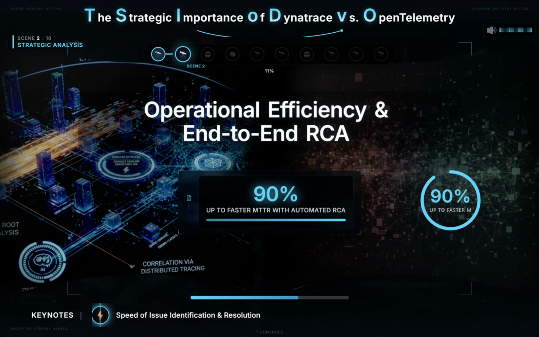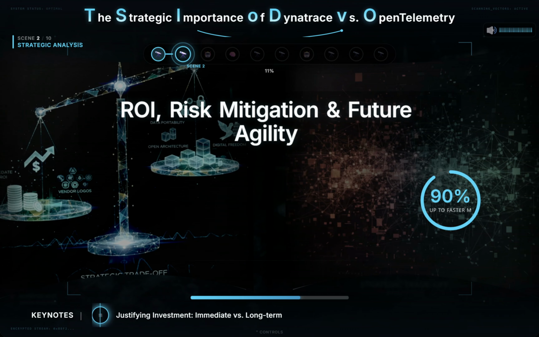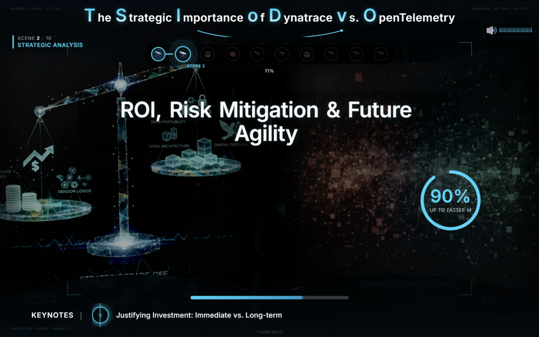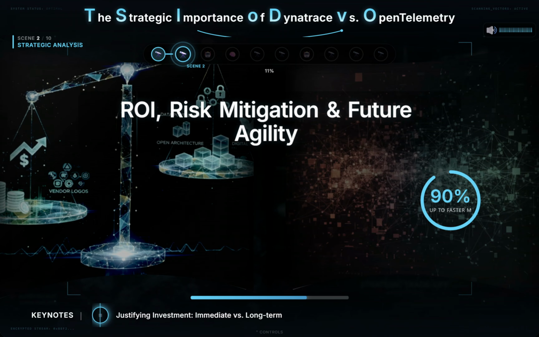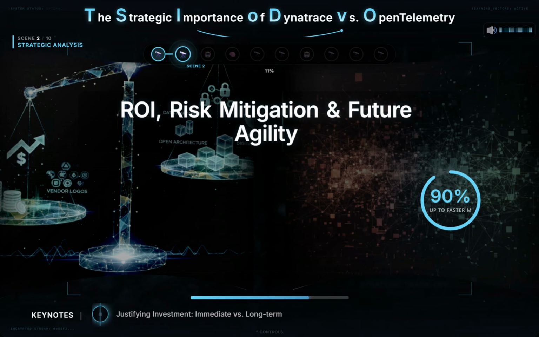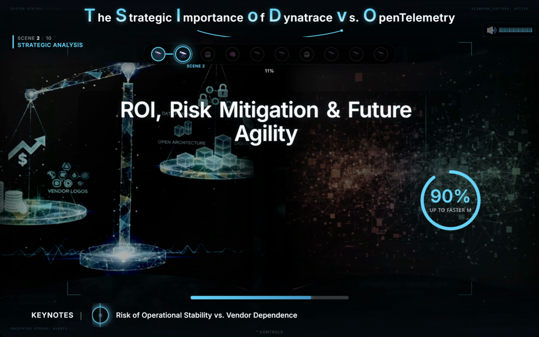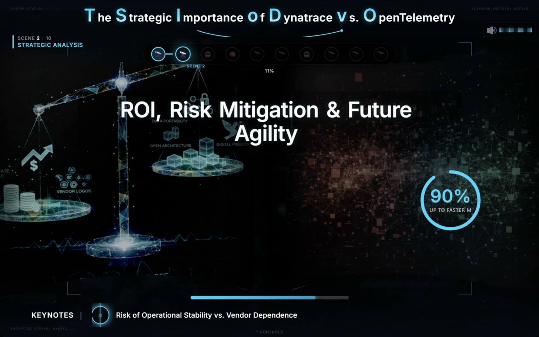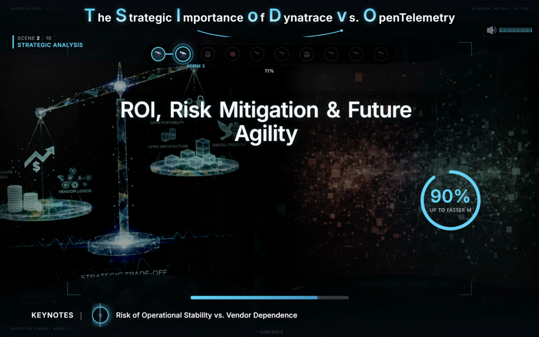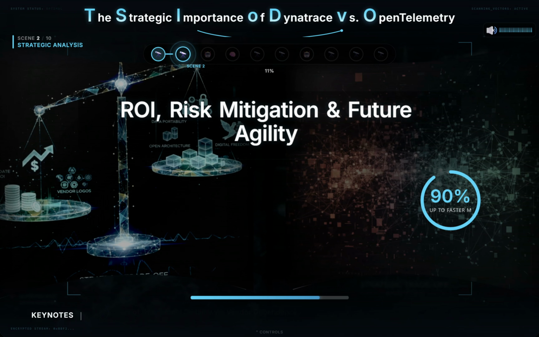With OpenTelemetry, while you gather all that rich data, you're responsible for stitching it together in your chosen backend, be it Grafana, Jaeger, or another solution. This can be incredibly powerful, offering unparalleled customization, but it demands significant engineering effort and expertise to build out that truly integrated view. It's a trade-off between out-of-the-box automation versus granular control and architectural freedoms.